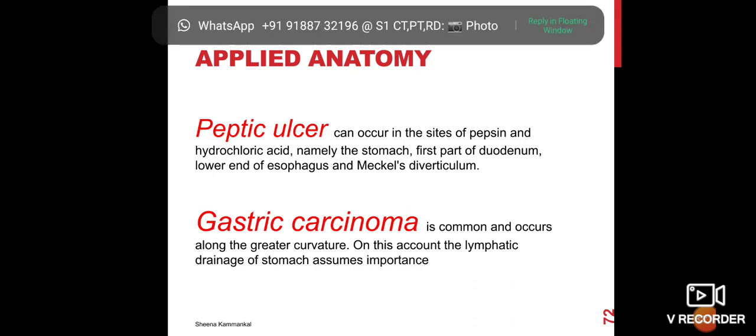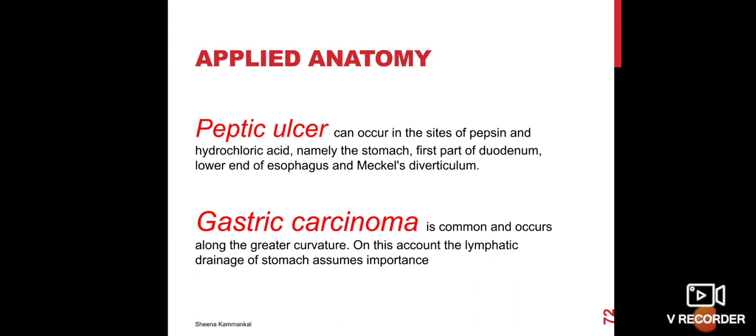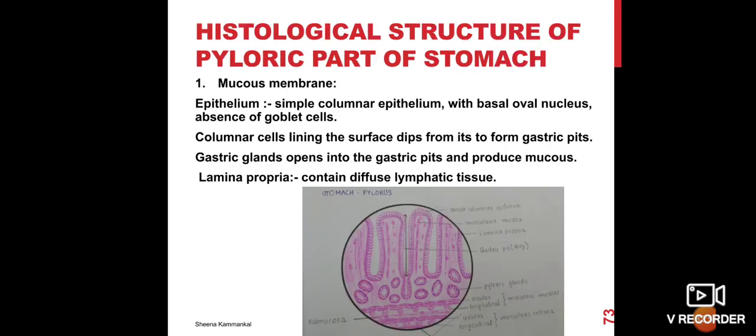And this peptic ulcer is due to the presence of hydrochloric acid which is produced inside the stomach. So the parts of the gastrointestinal tract which can be affected with ulceration are the lower end of the esophagus, then the stomach, and the first part of the duodenum. Next is gastric carcinoma, or gastric cancer, stomach cancer. It is common and it occurs along the greater curvature, not along the lesser curvature. On this account, the lymphatic drainage of the stomach assumes importance. The lesser curvature of the stomach is more prone to have ulceration, but the greater curvature of the stomach is more prone to have gastric cancer.